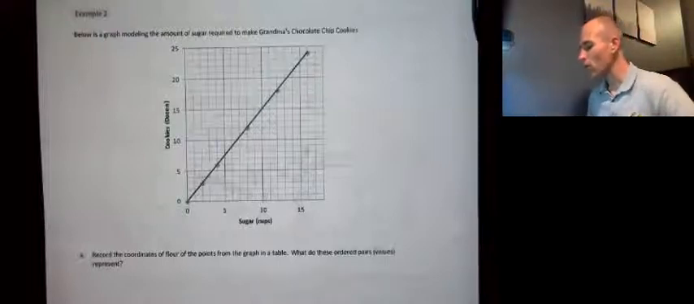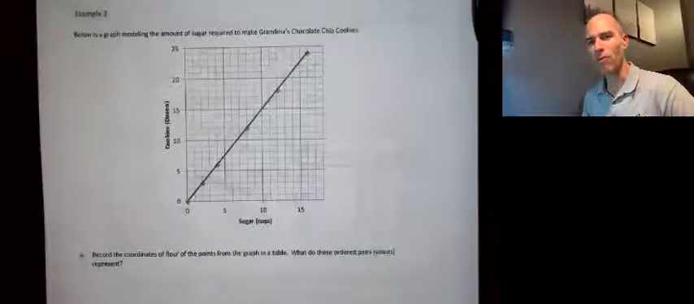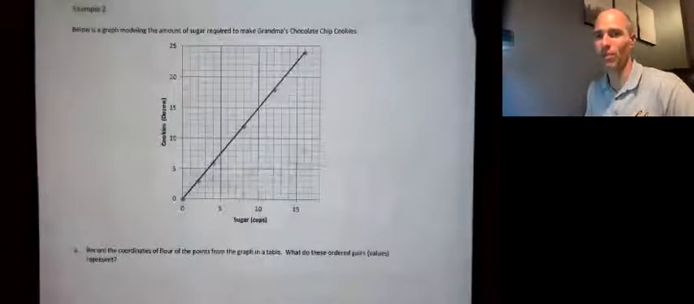Question A says, record the coordinates of flour of the points from the graph in the table. You know what? I feel like it means to say 4. I wish I would have read that ahead and told you before I gave you 6 minutes to work. I'm pretty sure it means 4, not flour, because there's not even flour going on here. We got sugar and cookies. So I don't know.